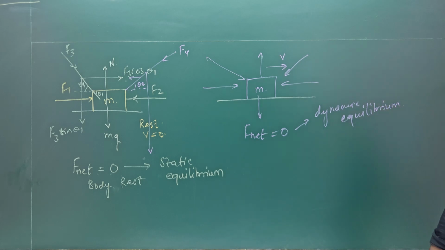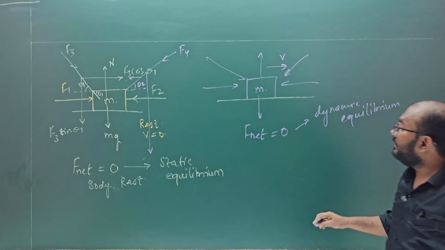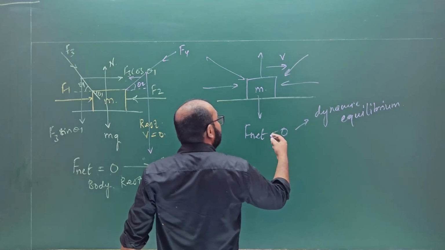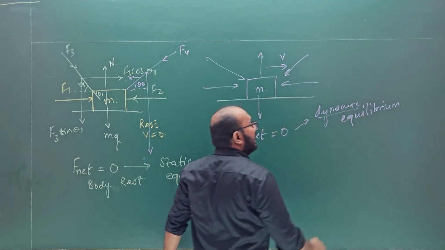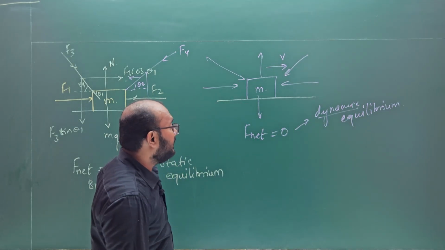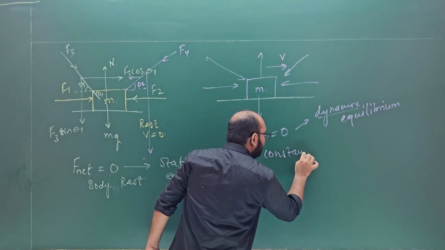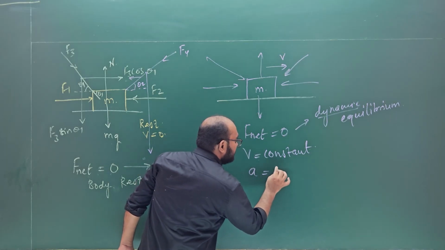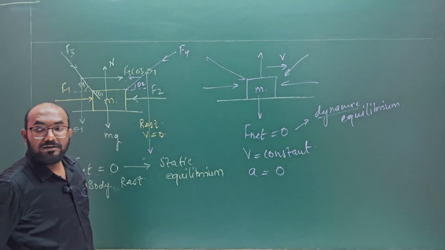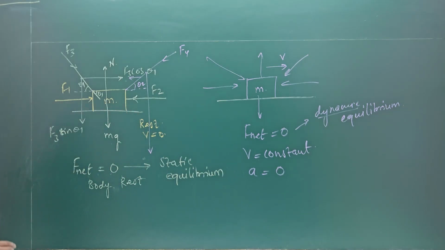क्या बोलेंगे उसको? Dynamic equilibrium. Over here, body is in motion. That is the reason we are calling this as dynamic equilibrium. What is happening in reality? Velocity here remains what? Constant. If velocity is constant, then acceleration is what? 0.